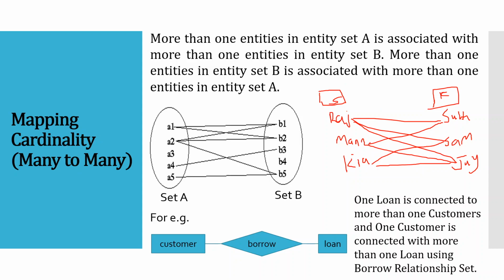Clear? So we have one to one, one student to one faculty; one to many, one student to many faculties; many to one, that means more than one students to one and only one faculty; and many to many, that means more than one students to more than one faculty. So there are mainly four types of mapping cardinalities.